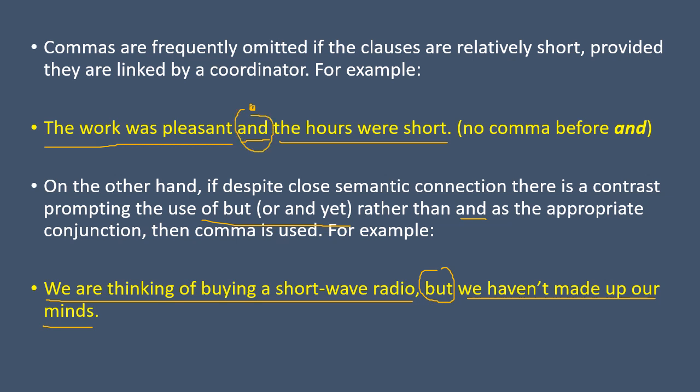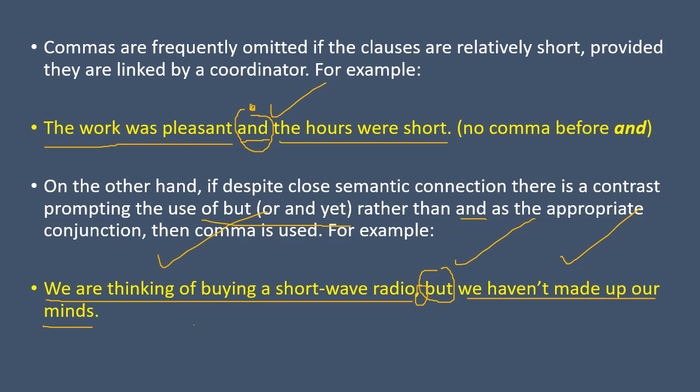Okay, we see a conjunction here and there is a conjunction here. Now what's the difference between these? This is a coordinating conjunction and this is a coordinating conjunction. There is no comma before this coordinating conjunction, but there is a comma before "but". Why? Because the first sentence and the second sentence are a contrast. So they are opposite to each other.